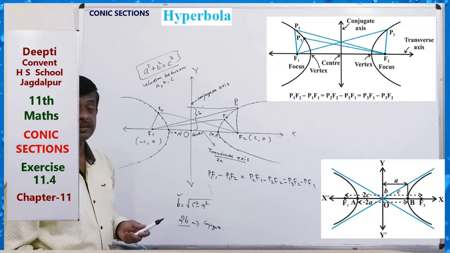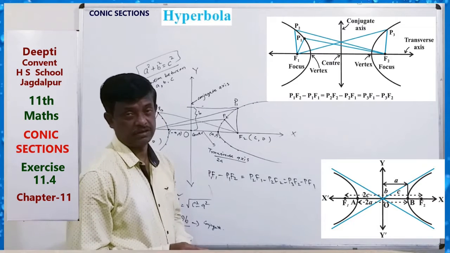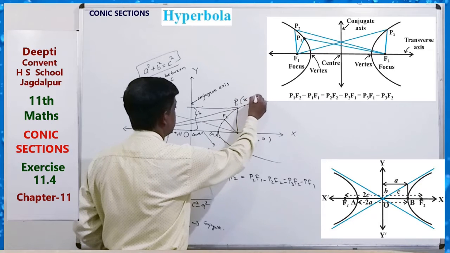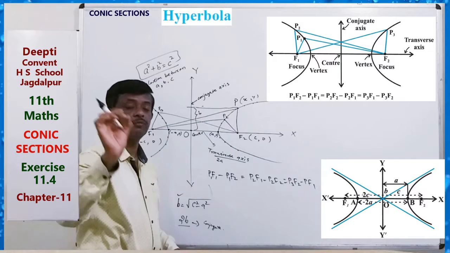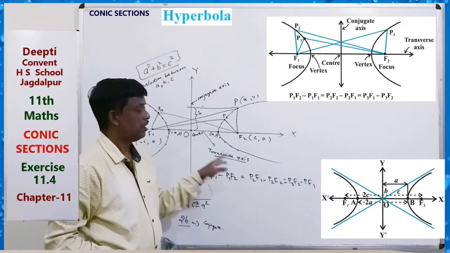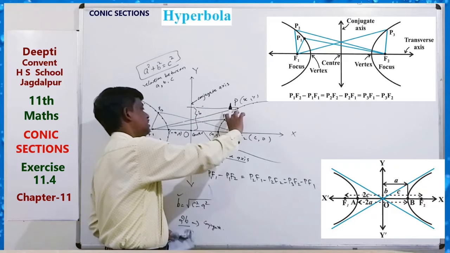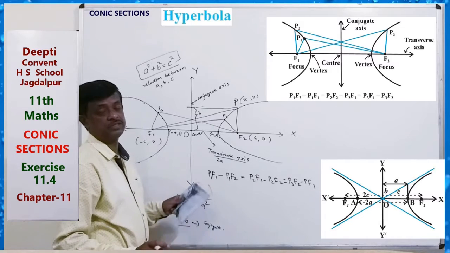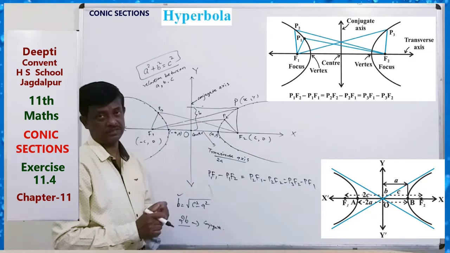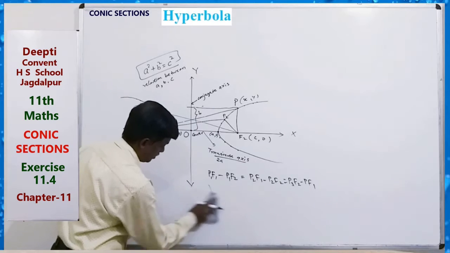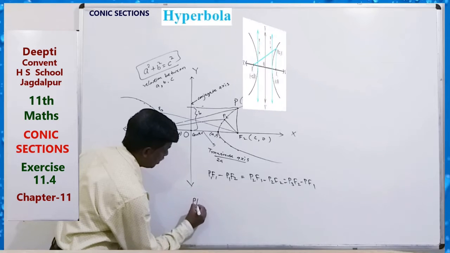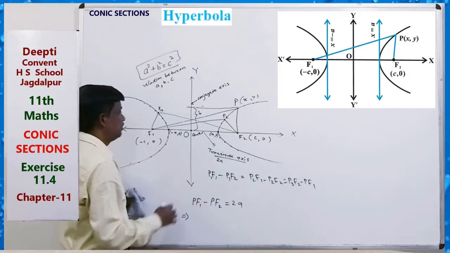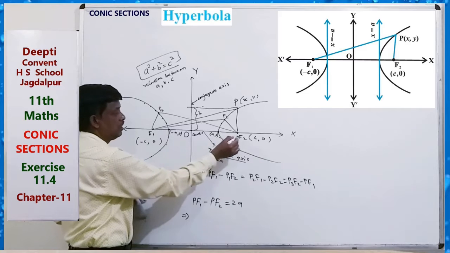Now we can find the equation. If we take an arbitrary point on the hyperbola, then this distance minus this distance equals 2a, a constant difference equal to the length of the transverse axis. So PF1 minus PF2 equals 2a, where P is (x, y), F1 is (minus c, 0) and F2 is (c, 0).